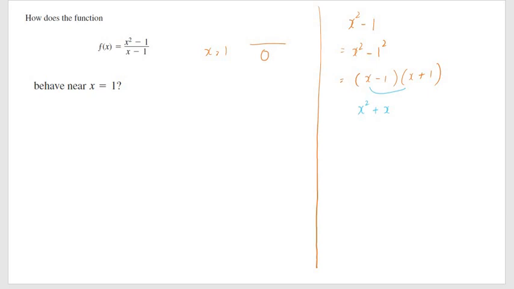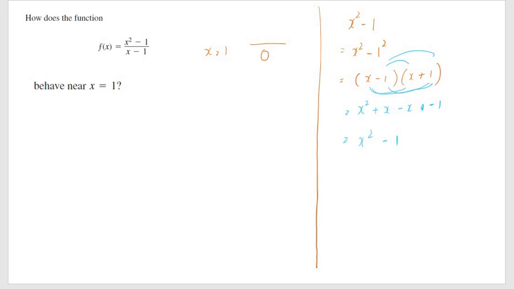It is x squared plus x, then we have minus x and minus 1. So we have x squared minus 1. So that is correct. These are the factors of x squared minus 1.